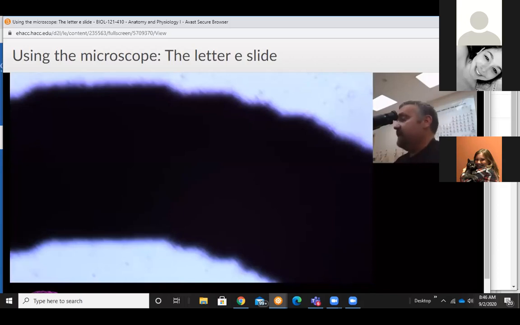So that's why we use the letter E, to show us two things. First, the field of view is going to be greatly diminished every time you increase magnification, which is why it's so important to center whatever you're interested in looking at. And number two, the image we're looking at here is a mirror image of what we actually put on our stage. All right, I hope that helps.